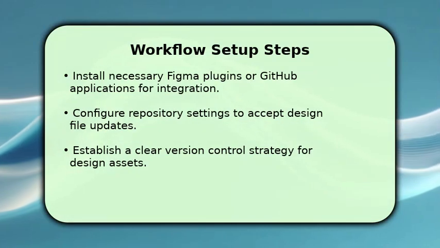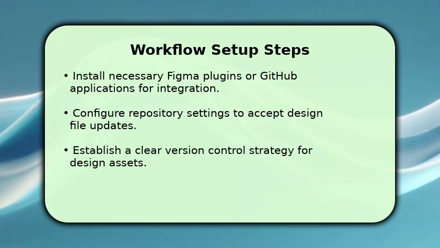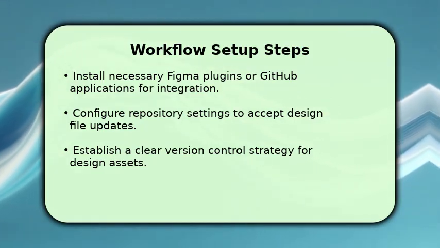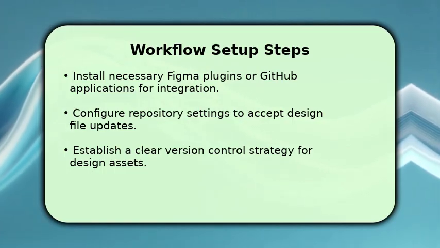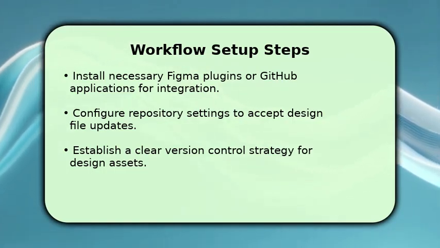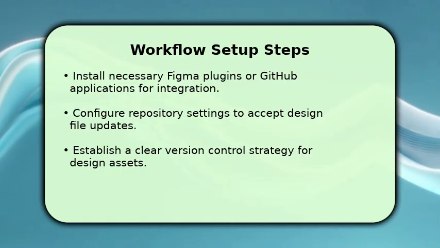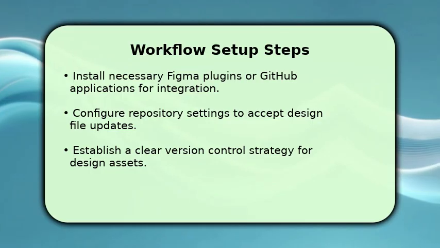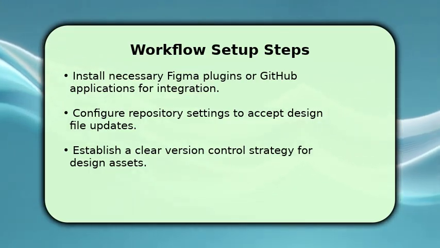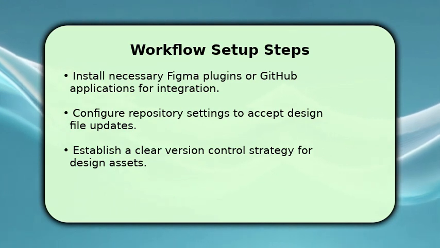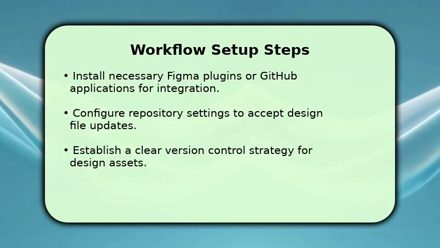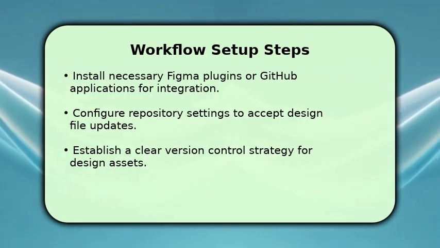Setting up your integrated workflow involves a few key steps. First, identify and install the appropriate Figma plugins or GitHub applications that facilitate the connection. Next, configure your GitHub repository settings to properly handle and display design file updates, perhaps using specific branches for design changes. Finally, establish a robust version control strategy for your design assets, treating them like code to track changes and revert if necessary, ensuring design integrity.